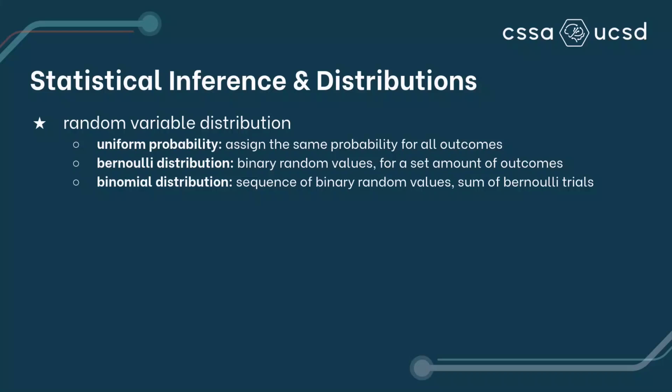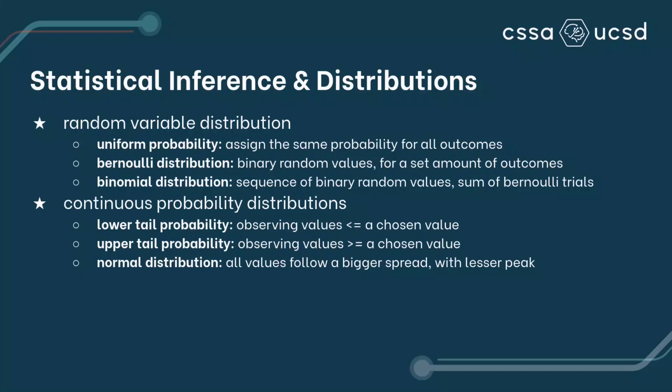With probability, there are distributions. So random variables have certain distributions that they follow. Two important ones are the Bernoulli distributions, which are just binary random values for a set amount of outcomes. In this case, you are choosing how many outcomes are possible. And that carries over to binomial distribution, which is just the sum of all of these trials.